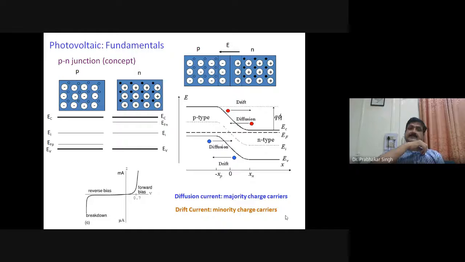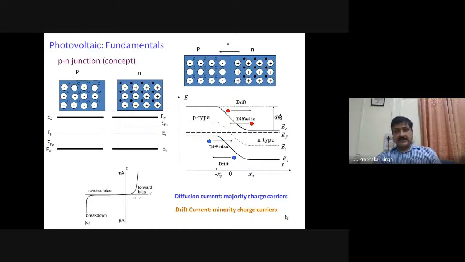You see that you have p-type and n-type semiconductors. In p-type you have holes as the majority charge carriers, and in n-type you have electrons as the majority charge carriers. When you make a junction, because of the concentration gradient, the majority charge carriers from n go to the p side, and the holes from the p side go to the n side. That stops after a certain interval, when equilibrium is reached.